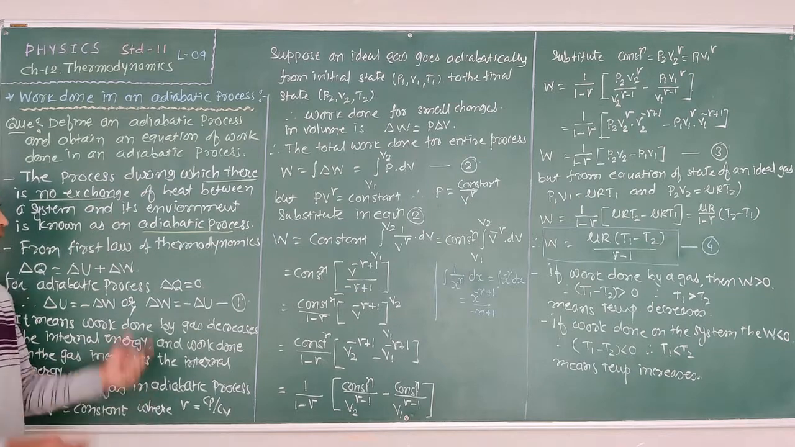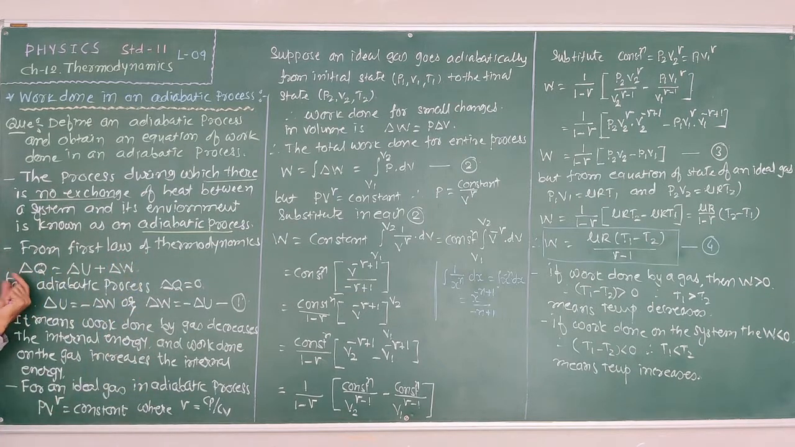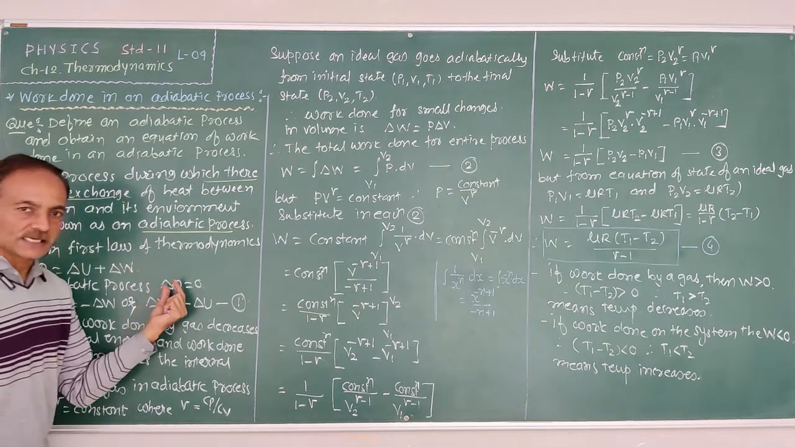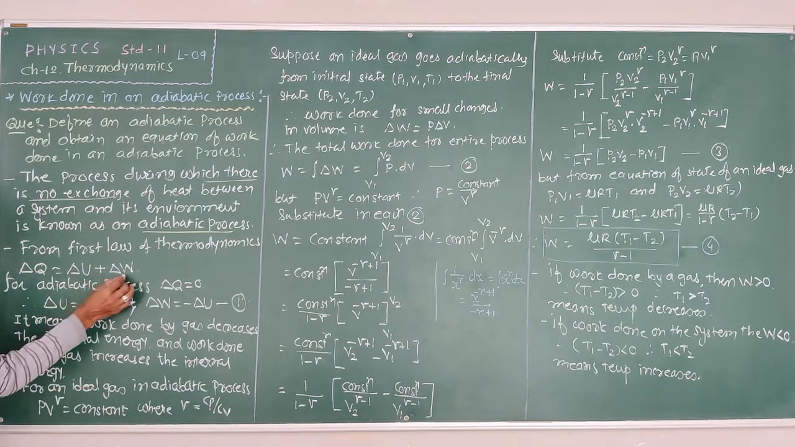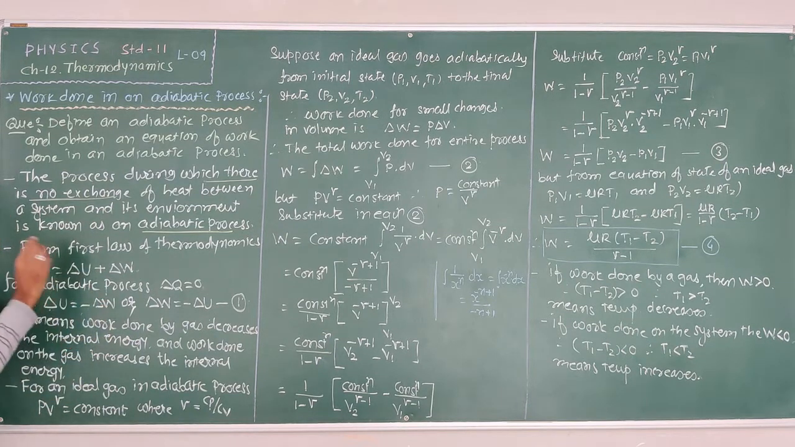Again, from first law of thermodynamics, delta Q is equal to delta U plus delta W. But for adiabatic process, delta Q is equal to 0. Therefore, delta U plus delta W is equal to 0. Therefore, delta U is equal to minus delta W, or delta W is equal to minus delta U.